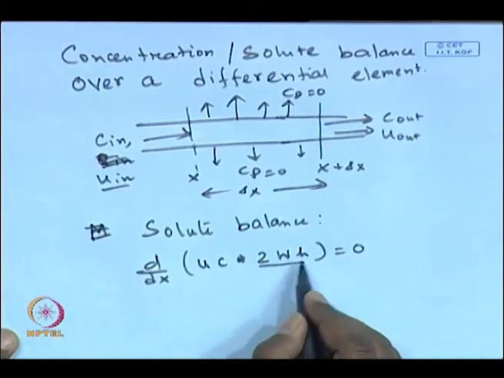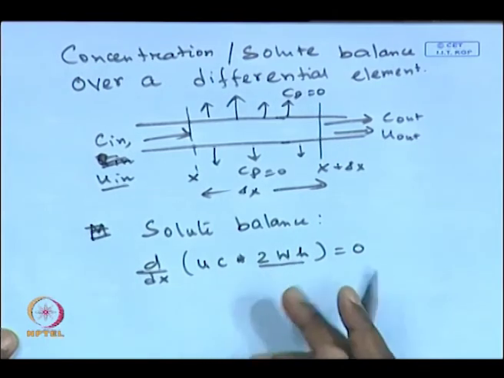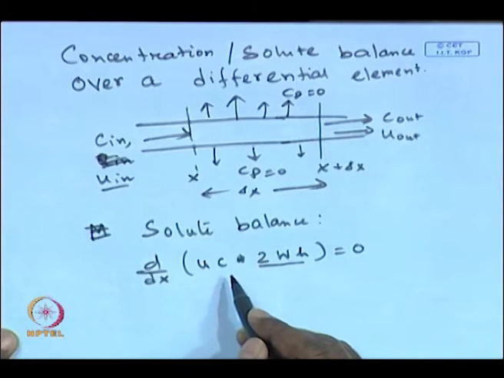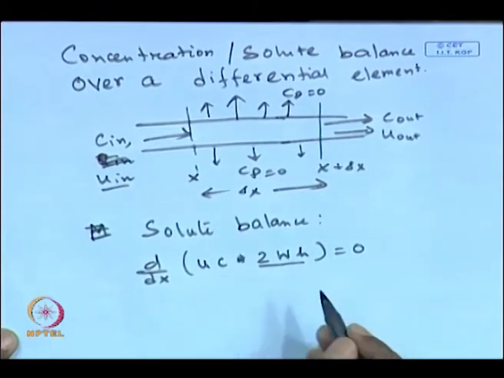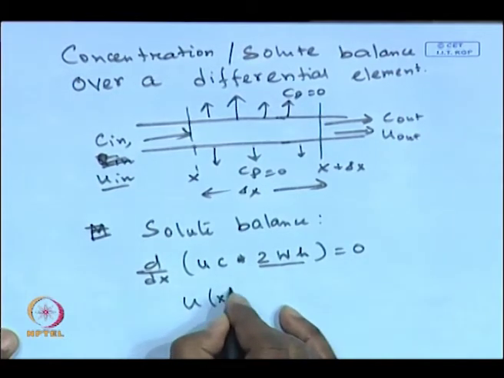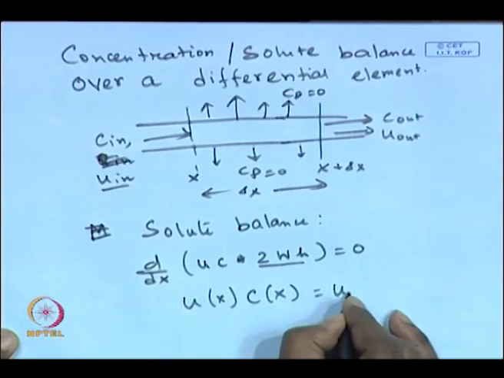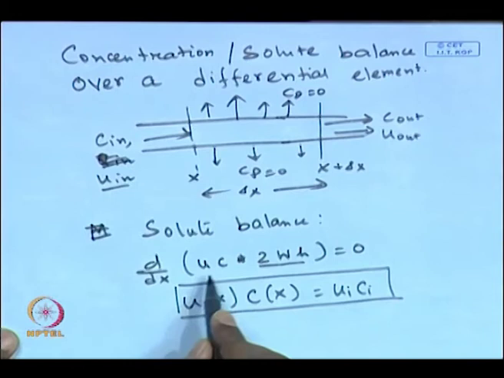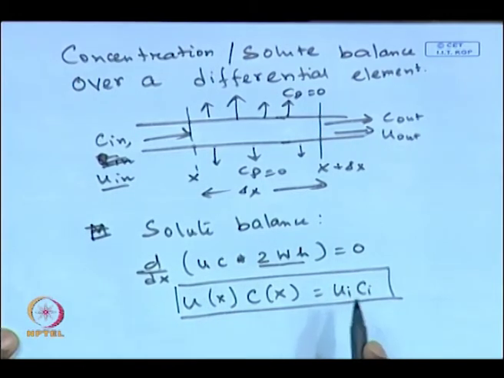Why is it 2? Because H is the half height. So, that is the total height multiplied by the W, that gives the cross sectional area, multiplied by U, that will be the total flow rate multiplied by the concentration, that will be giving you the kg per second. Okay. So, that will be equal to 0, and what you are going to get is that U at x, C at x must be equal to U at inlet and C at inlet. That means U times C is constant, d/dx of UC equal to 0 means U times C is constant. That means at any location U times C is nothing but the product at the inlet.